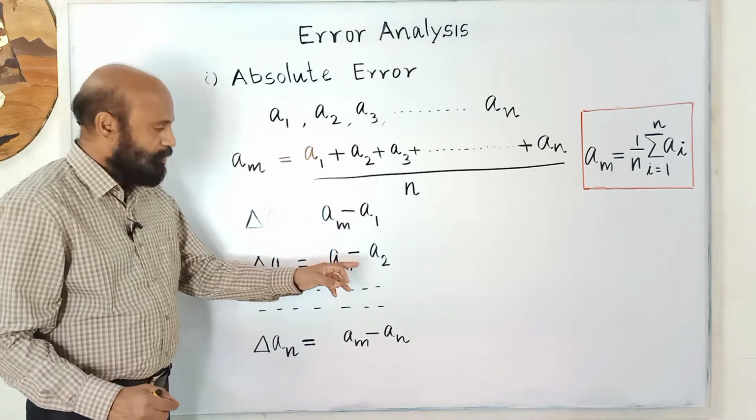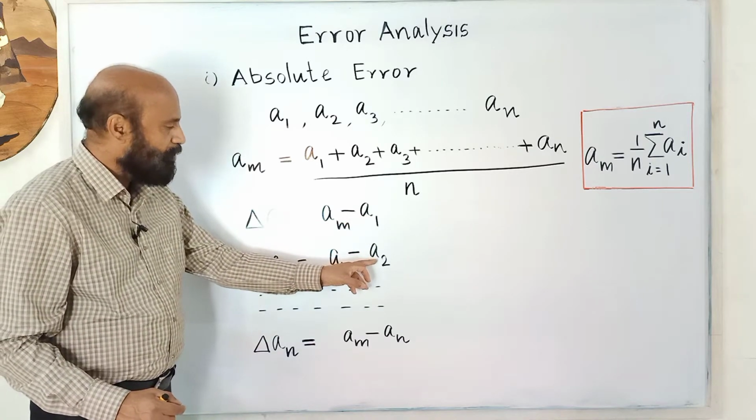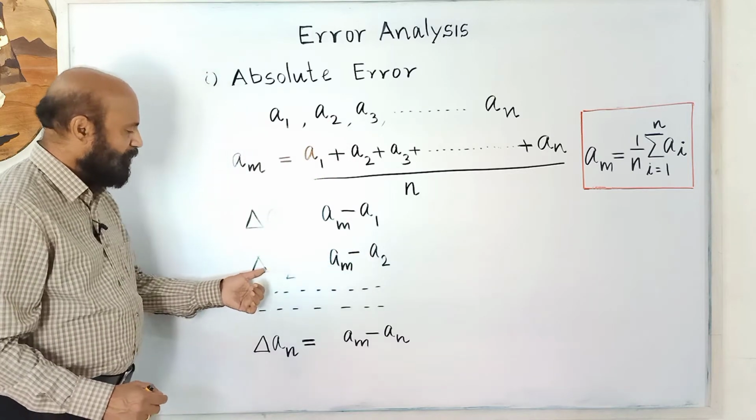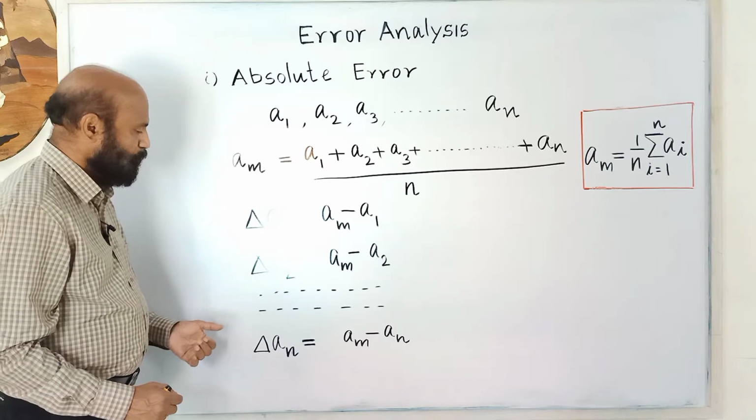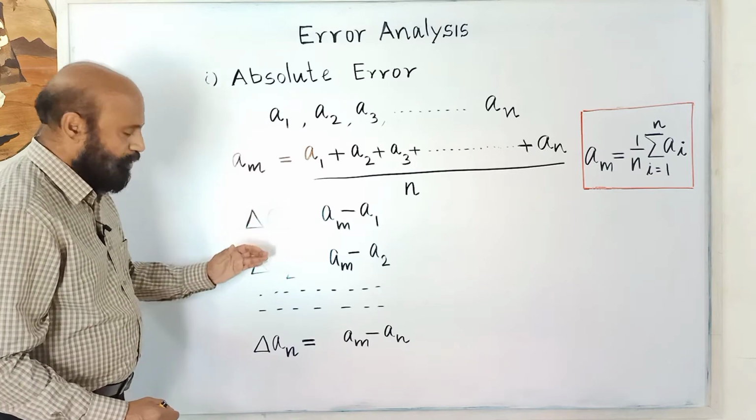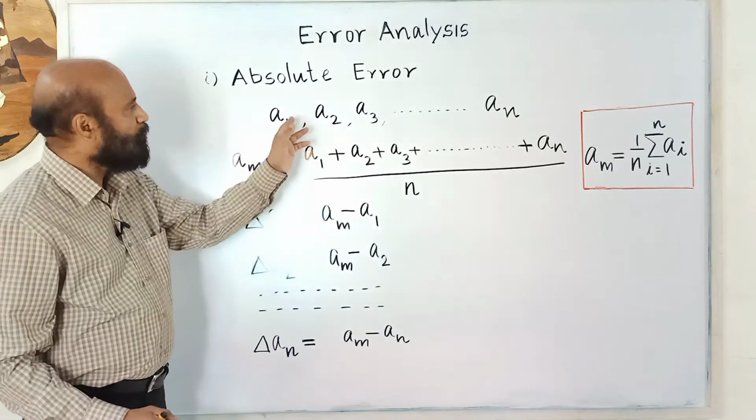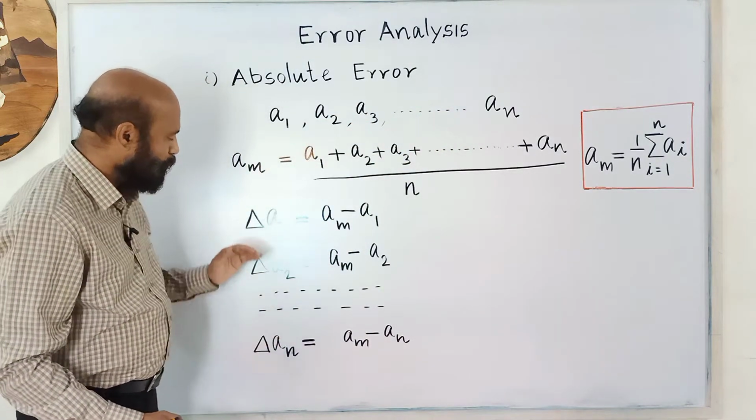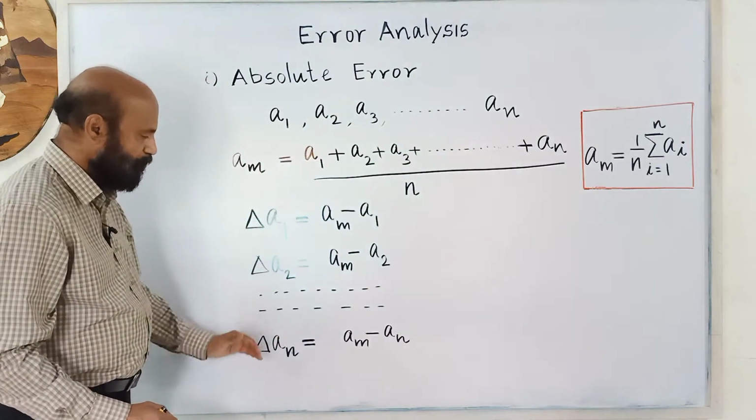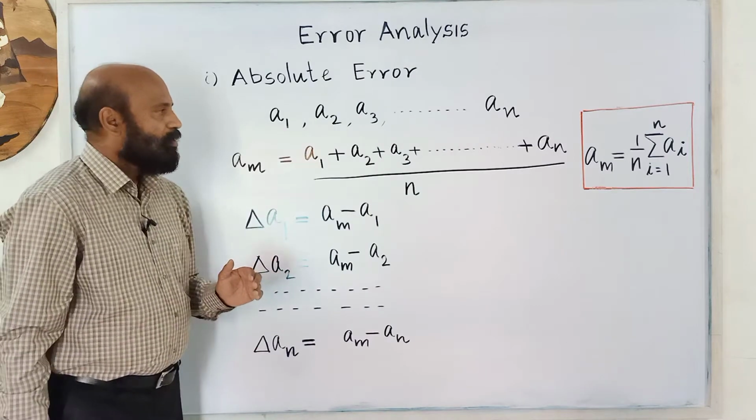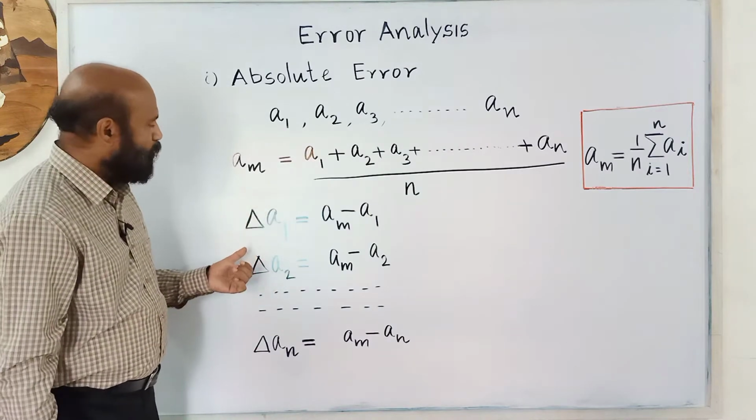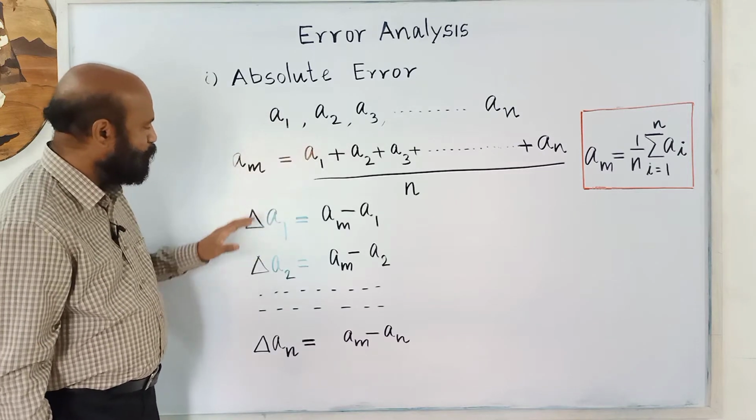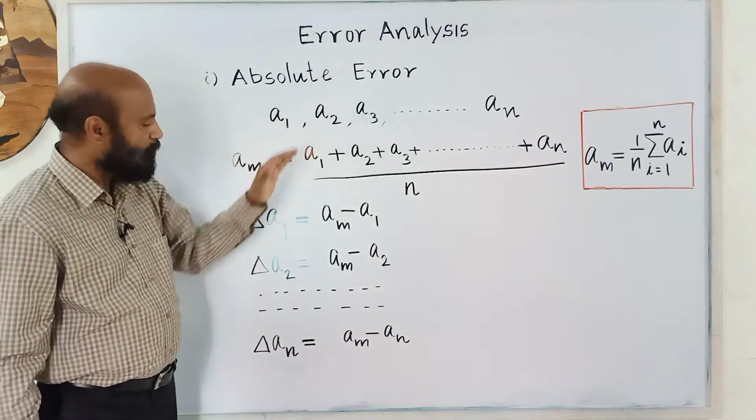Similarly, you subtract the second measured value from the mean value. So that is delta A2. Then similarly, you subtract all the measured values from the mean value. You will get the differences. So this is what is known as absolute error. Delta A1, delta A2, this is called absolute error.